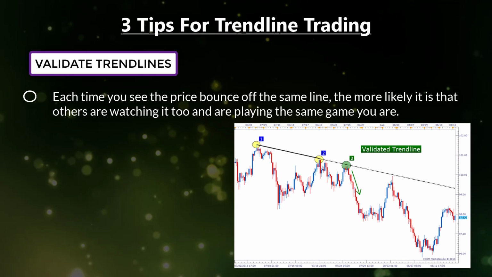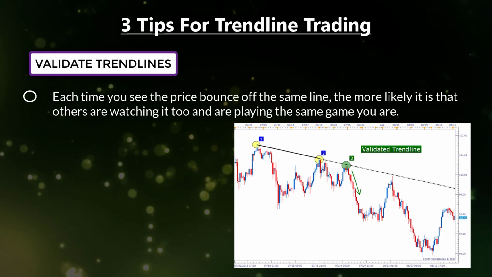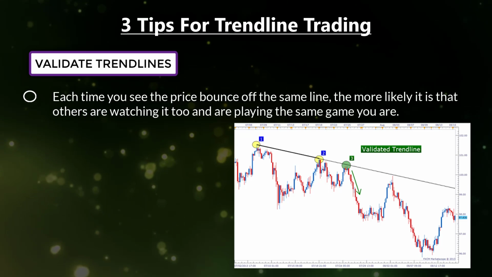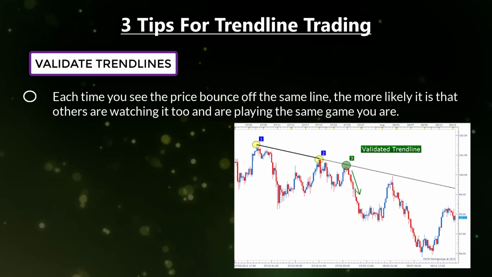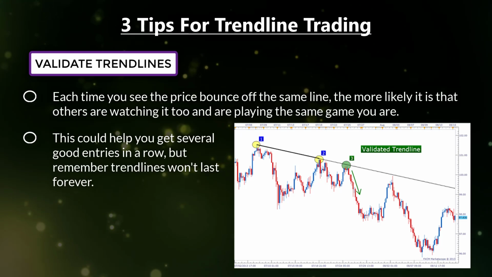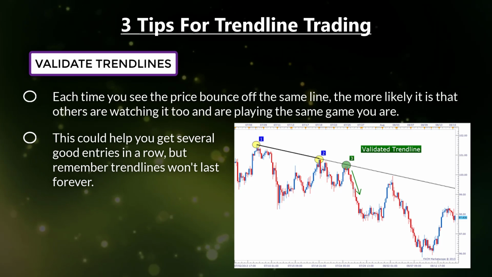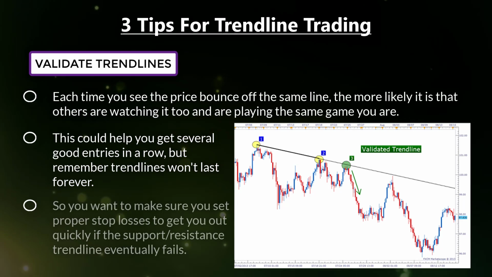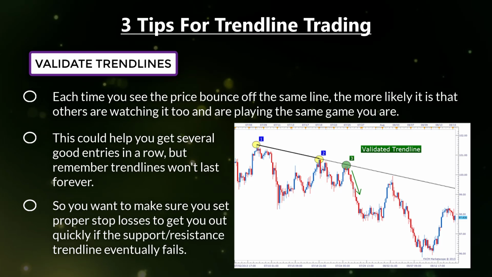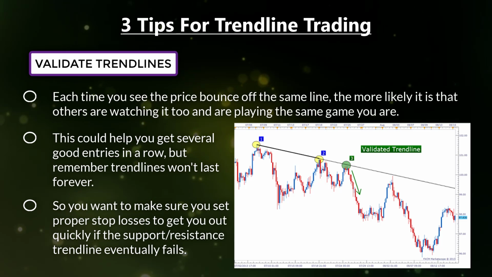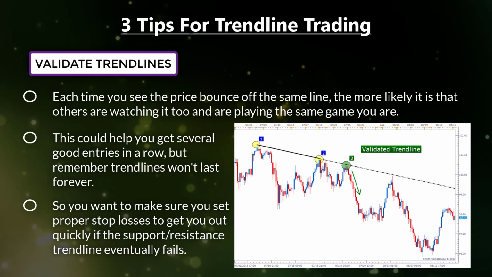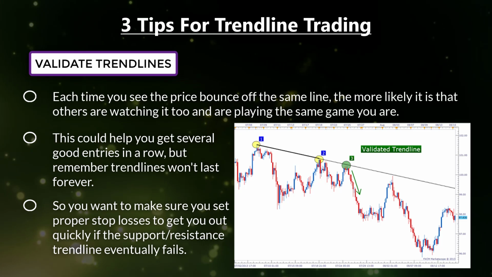Each time you see the price bounce off the same line, the more likely it is that others are watching it too and are playing the same game you are. This could help you get several good entries in a row, but remember, trend lines will not last forever. So you want to make sure you set proper stop losses to get you out quickly if the support or resistance trend line eventually fails.